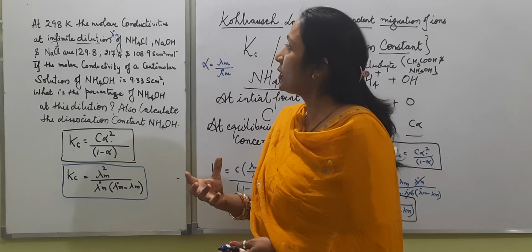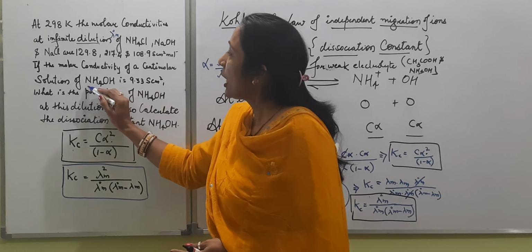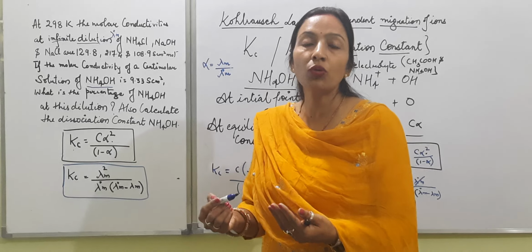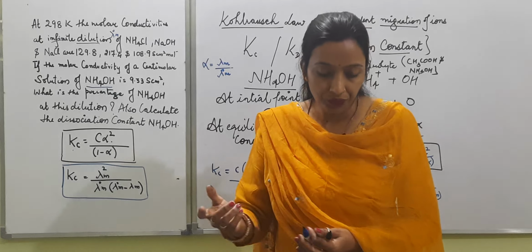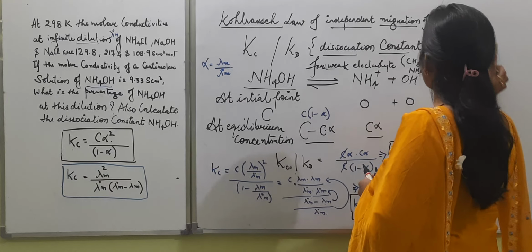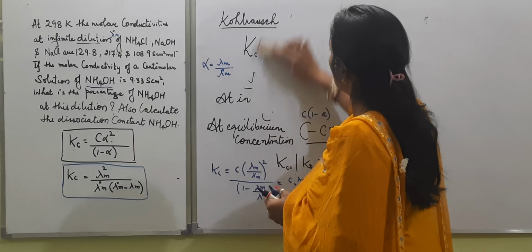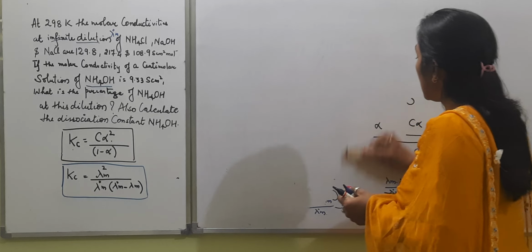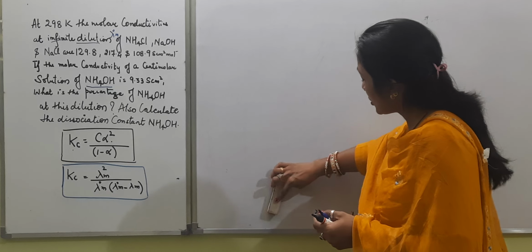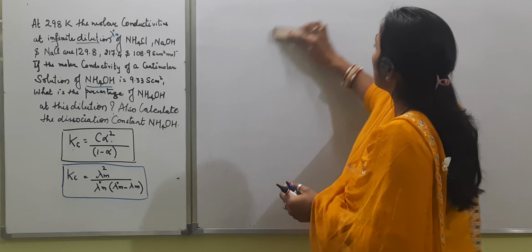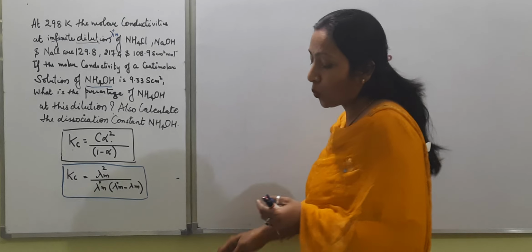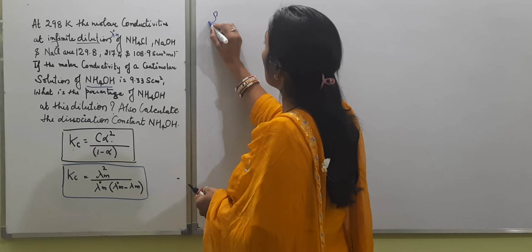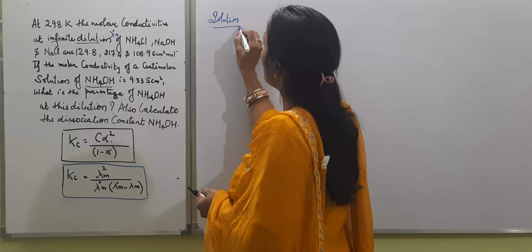For this, we can find out the limiting molar conductivity of ammonium hydroxide, because these are the values from where we can find out the limiting molar conductivity with the help of Kohlrausch law. So let's see that, because Kohlrausch law kya kehta hai, the limiting molar conductivity of an electrolyte is the sum of the molar conductivity of cation and anion present in the electrolyte. So let's see that for ammonium hydroxide.